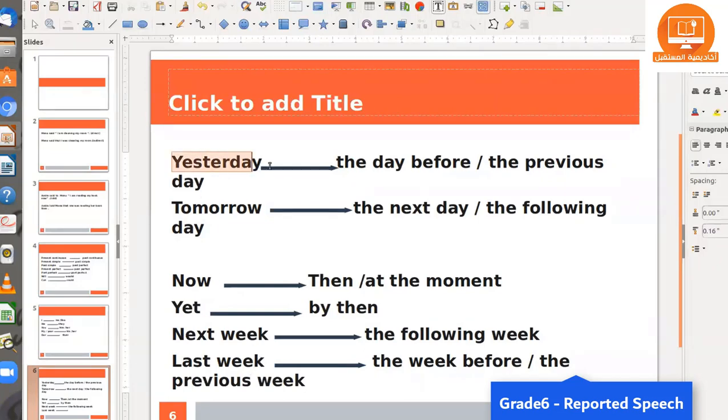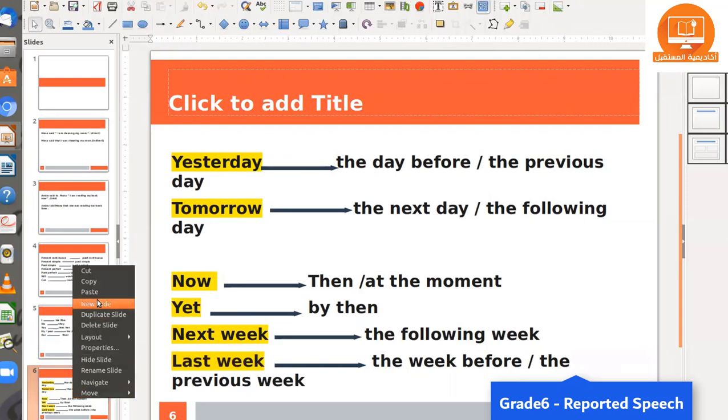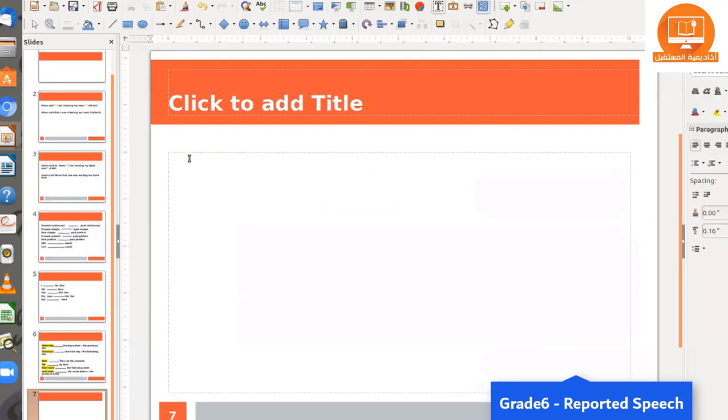So yesterday must be changed to what? To the day before or the previous day. Tomorrow must be changed to the next day or the following day. Now must be changed to then or at the moment. Yet changes to by then. Next week will be the following week. Last week may be the week before or the previous week. Are you following all? Yes. Okay, let's keep going.